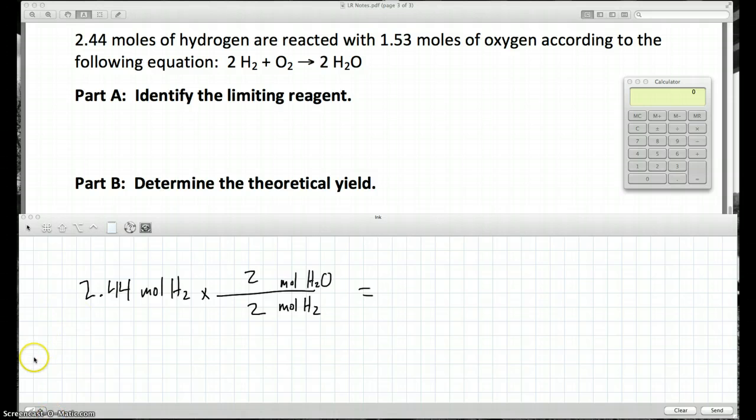Okay, so 2.44 times 2 divided by 2 equals 2.44 moles of H2O. So once we figure out our limiting reagent, we use that to determine how much product we can make. In this case, we can make 2.44 moles of H2O. So that is part B.